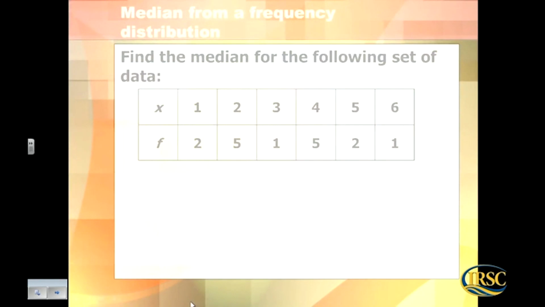Now, the position is more helpful when you're looking at a frequency distribution. So I believe this is the same frequency distribution that we already looked at, right? Same one that's on your handout. You can double check.